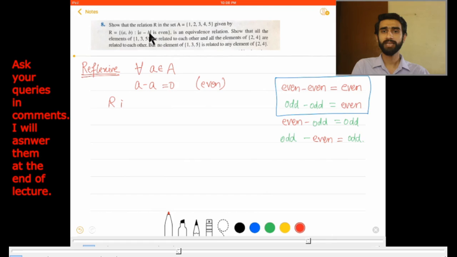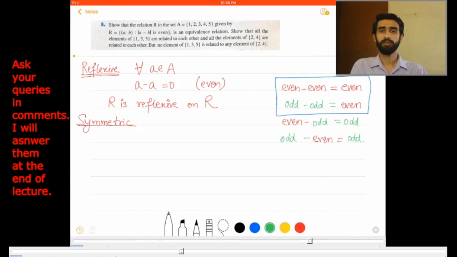When a minus b is even, तो मुझे a minus b निकालना पड़ेगा, और a comma a के लिए मुझे a minus a निकालना पड़ेगा. So I found a minus a equals to 0, and 0 is an even number. Hence R is reflexive relation on my given set.